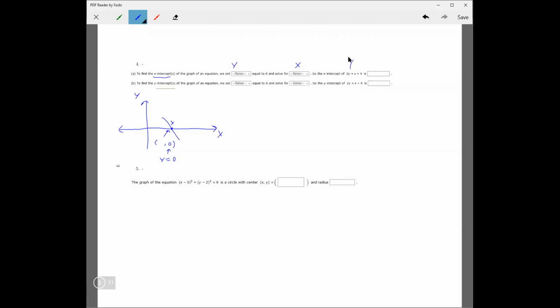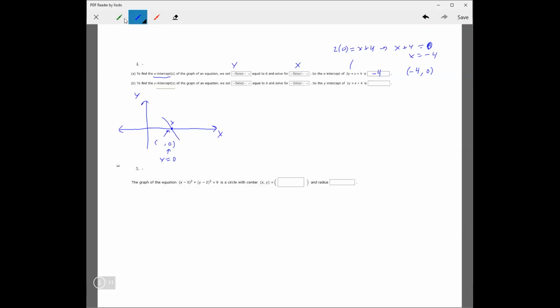In this example right here, we're going to set y equal to 0. And that gives us x plus 4 equals 0. So setting y equal to 0 knocks that out completely. So x is -4. So that's going to just be -4. Now, some situations will require you to put it in as -4, 0. Okay, but this one, I think it's just going to accept the -4.